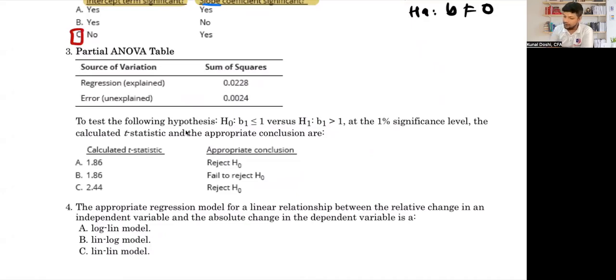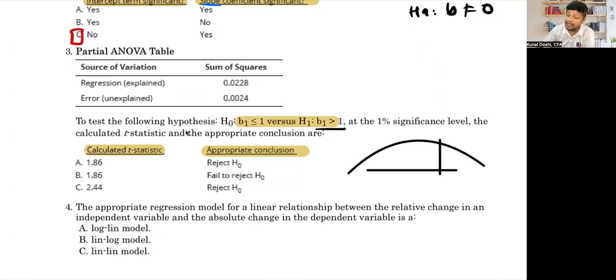Third one. Partial ANOVA table is given. Calculate the T statistic and the appropriate conclusion for B1. Now, see, this is a one-tail test. They are testing whether B1 is greater than 1. So guys, which side will be my tail? The tail is decided by the alternate. So my tail will be on the right side, isn't it? Correct.